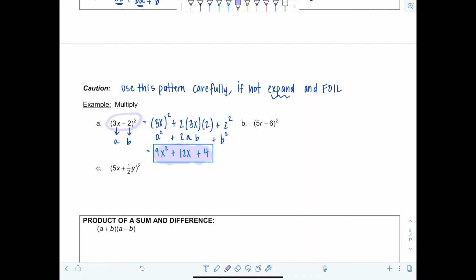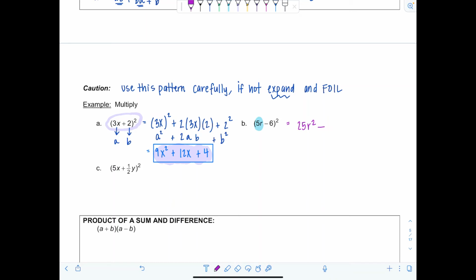Okay, enough with my words of advice. So 5r minus 6 quantity squared. This one I'm not going to write out step by step. Let's try to do it in our head. So square the first one. Remember, you have to square the constant and the variable. So it's going to be 25r squared. Since there's subtraction there, put a minus sign next.